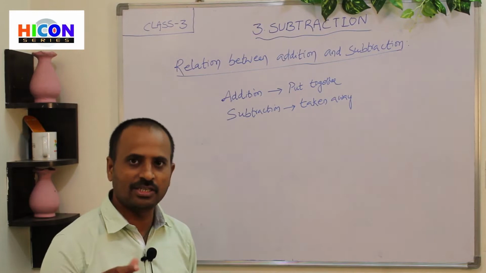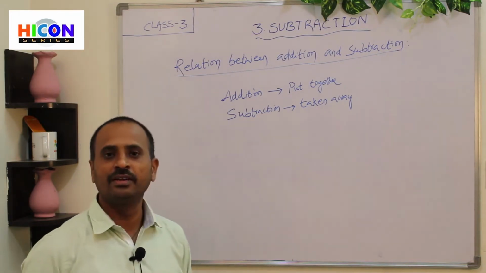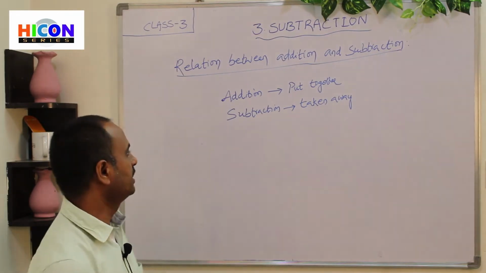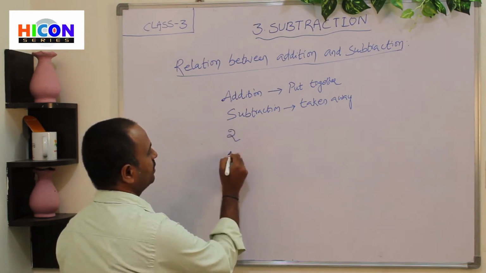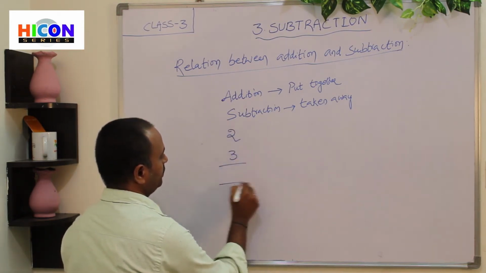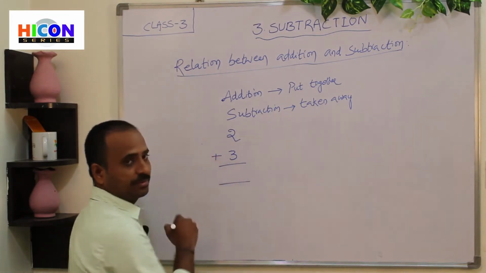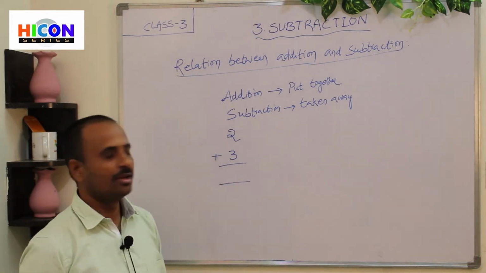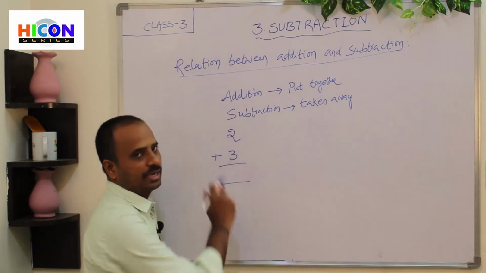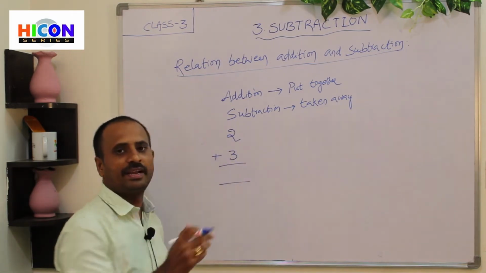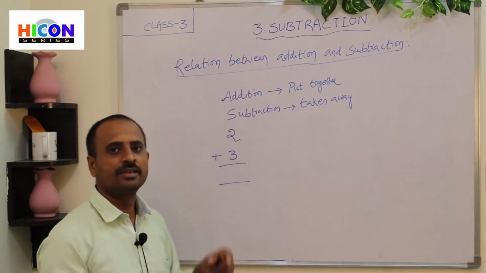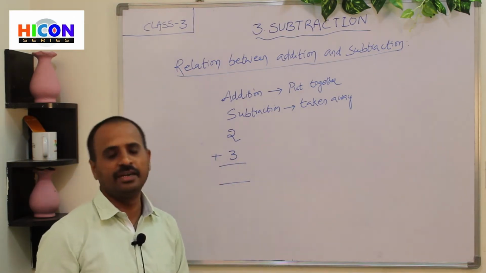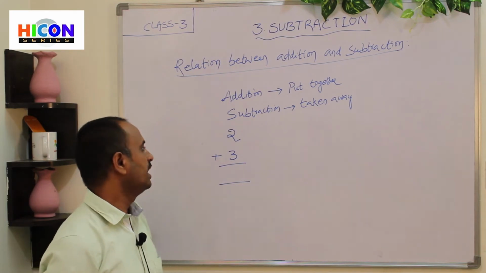Now let us see a small example to understand the relation between addition and subtraction. What is the addition of 2 and 3? Here I will put the plus symbol. Plus means addition. Now we have to add these two numbers. Addition means combining, combining means put together. We have to put 2 and 3 together, then we will get the sum. So now add 2 and 3.